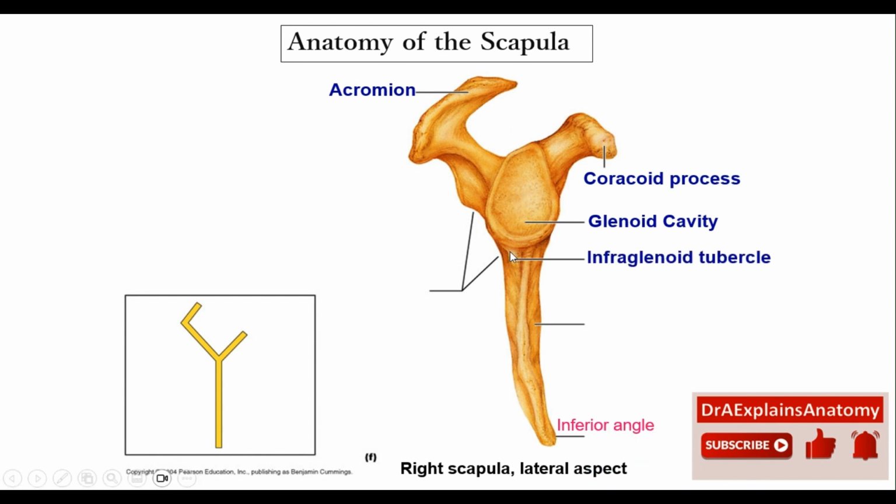This right here is the infraglenoid tubercle, inferior to the glenoid cavity. This surface, this is the subscapular fossa, which is on the anterior aspect. And this right here is the infraspinous fossa.